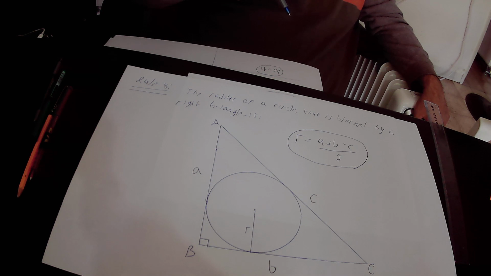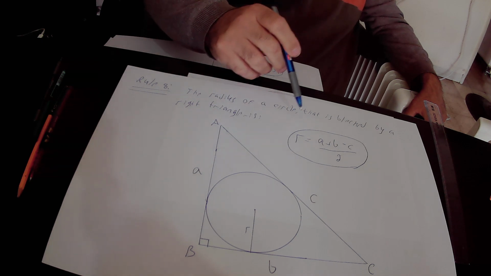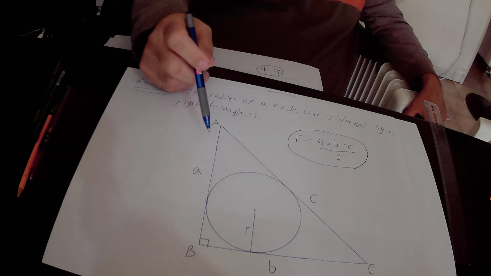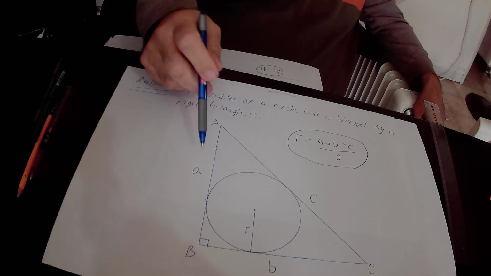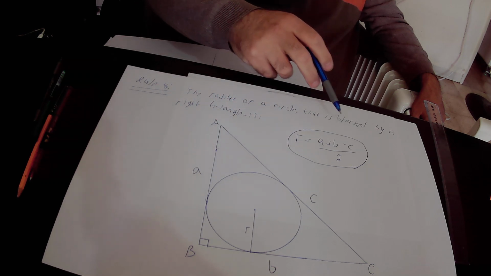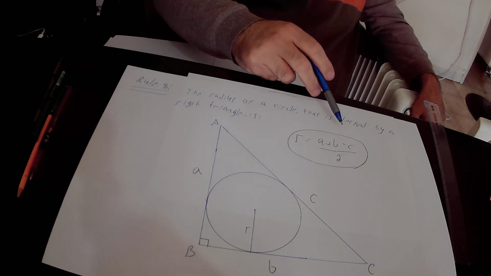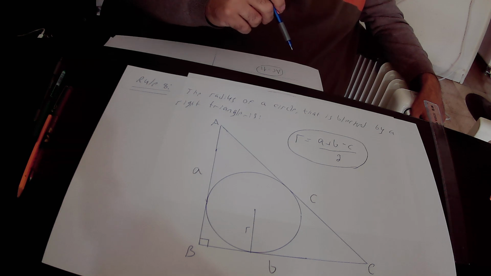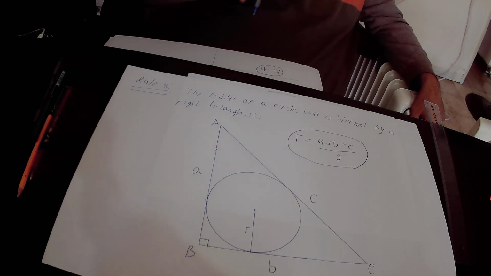So according to rule number 8, the radius of this circle that is blocked by this right triangle, R, will be equal to A plus B, that is the sum of the lengths of the perpendiculars of triangle ABC, minus the hypotenuse, the length of the hypotenuse is C, so it is minus C, all over 2. Okay, so the radius of this circle R equals A plus B minus C over 2. You can implement rule number 8 in our drawing.